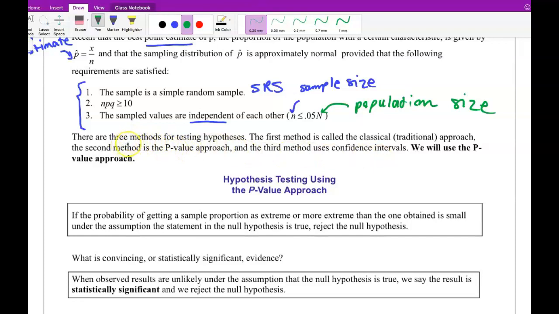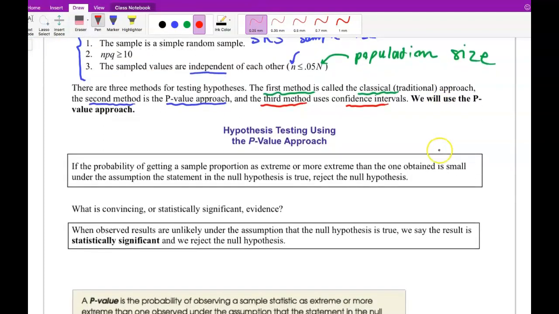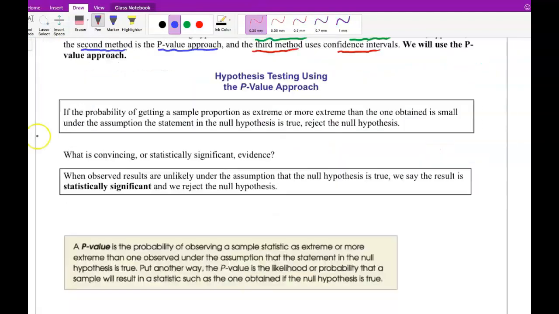Now here we have three methods for testing hypotheses. The first method is called the classical or traditional approach. So that is the first method, the traditional or classical method. Then the second method is the p-value approach. And the third one is using a confidence interval. On this part, we're going to use the p-value approach, so we're going to use the second method.